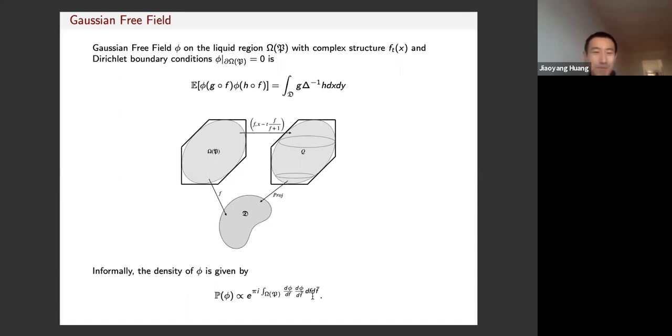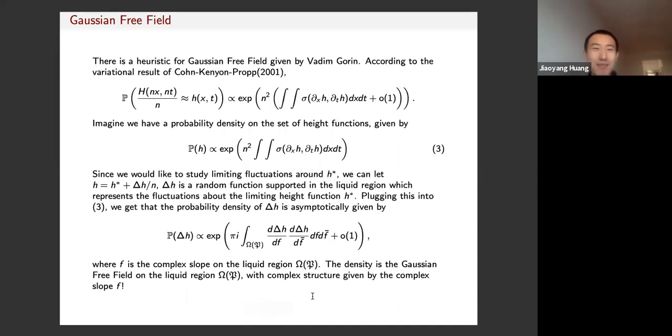And there is a very nice heuristic given by Vadim. You can find it in his lecture notes. I think soon it will become a book. So the heuristic goes like this. According to the large deviation result of Cohn, Kenyon, and Propp, we roughly have the height function normalized by n is close to some surface h. The probability is roughly given by e to the n squared times this rate function.